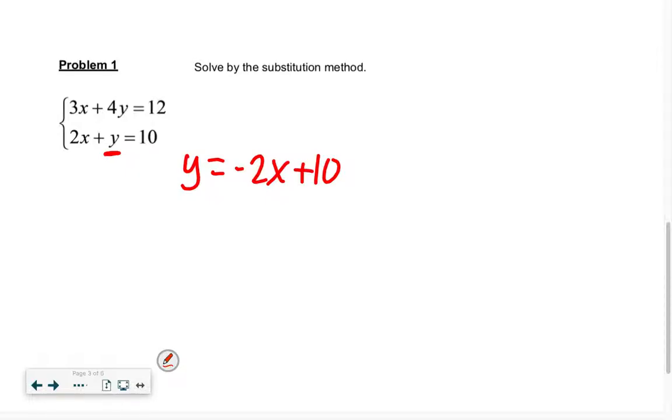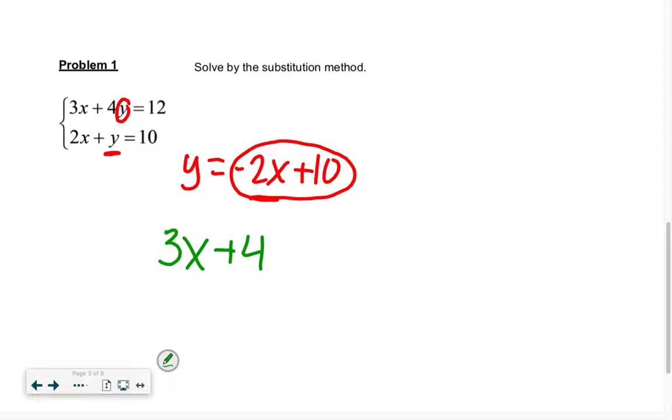Now all we're going to do is plug this stuff in for our y in the other equation. We don't want to use the same one, otherwise we're going to get nonsense. So what we do is we copy down the equation until we get to the variable that we replaced. So 3x plus 4, instead of y, I'm going to write this red circle stuff. I always write parentheses so I remember to distribute. So negative 2x plus 10. And then jump back to that top equation, finish it off, equals 12.